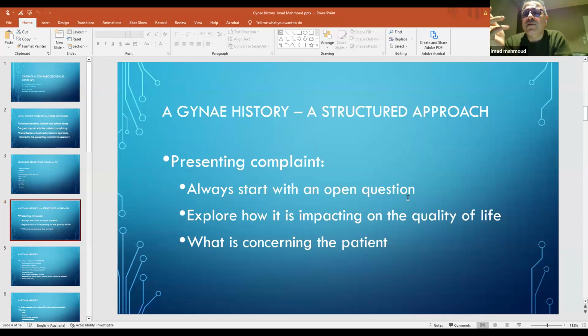What is the main concern? Sometimes they come to you, for example, with pain and bleeding and infertility all at the same time. So it's not only one problem. So I always think, okay, is your problem mainly, for example, your period is heavy, you're bleeding a lot, or is it the pain? Which one is worse, the bleeding or pain? You need to focus on what is the most bothering factor to the patient.